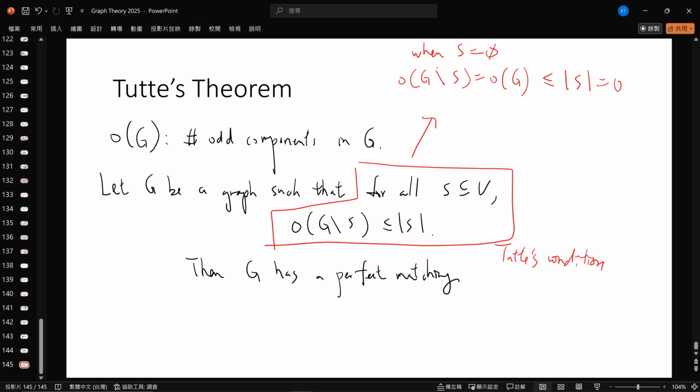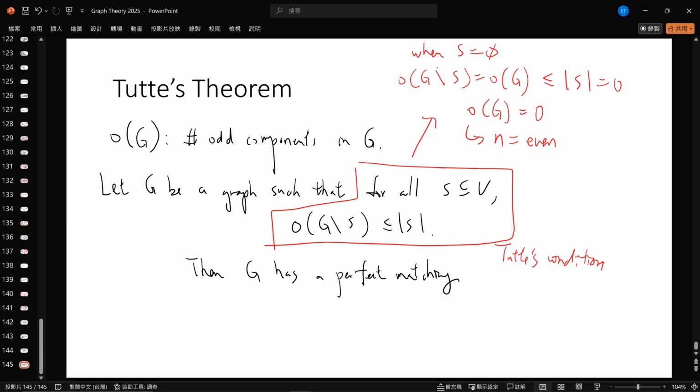So this shows that the number of odd components in the whole graph is 0. In other words, there are no odd components. If there are no odd components, then the number of vertices must be even. So at least we know that given this Tutte's condition, the number of vertices in the graph must be an even number. So that's good news.